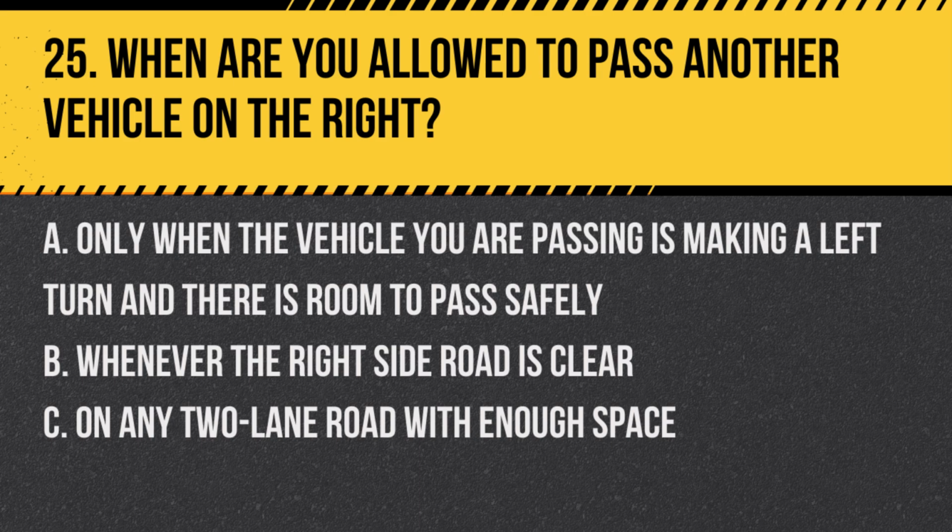Question 25. When are you allowed to pass another vehicle on the right? A. Only when the vehicle you are passing is making a left turn and there is room to pass safely. B. Whenever the right side road is clear. C. On any 2-lane road with enough space. Answer: A. Only when the vehicle you are passing is making a left turn and there is room to pass safely. This is the safest scenario to pass on the right without violating traffic laws.